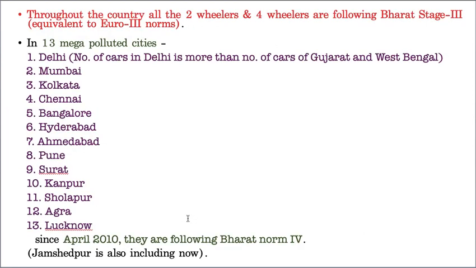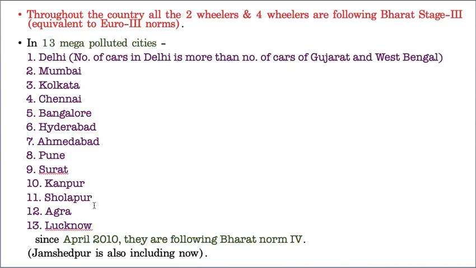Okay. Now, throughout the country, all the two-wheelers and four-wheelers are following Bharat Stage 3, which is equivalent to Euro norm 3 that I already mentioned. But there are certain cities in India, especially 13 mega polluted cities. They are Delhi, Mumbai, Kolkata, Chennai, Bangalore, Hyderabad, Ahmedabad, Pune, Surat, Kanpur, Sholapur, Agra, and Lucknow. So these are 13 mega polluted cities.